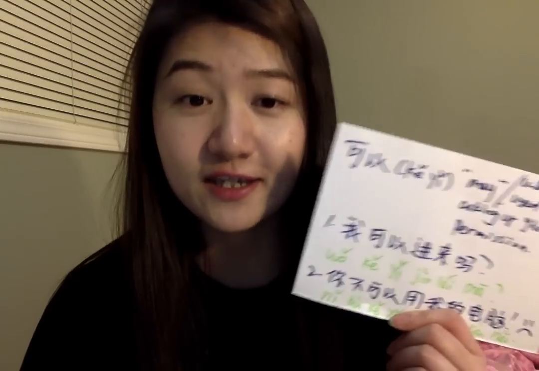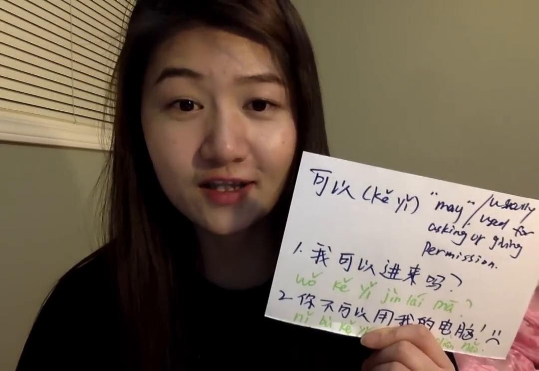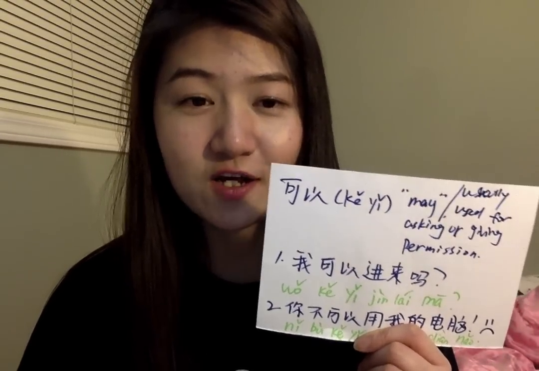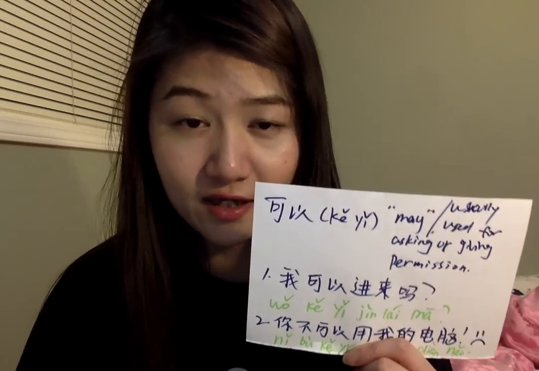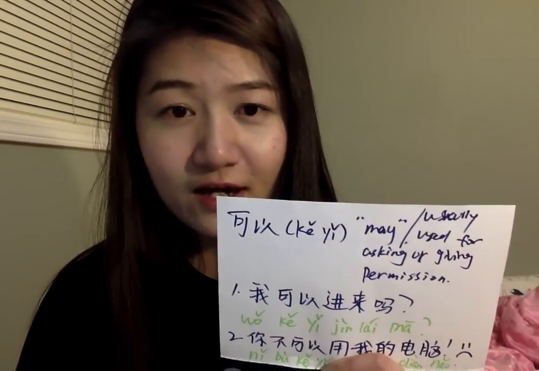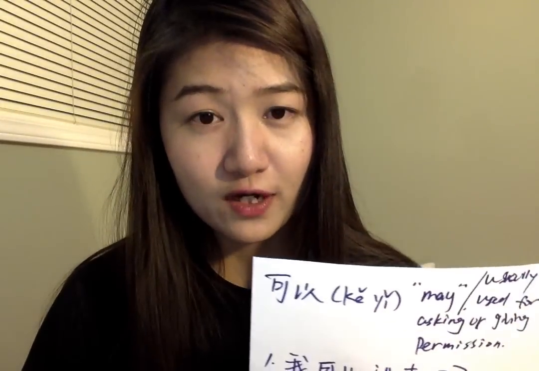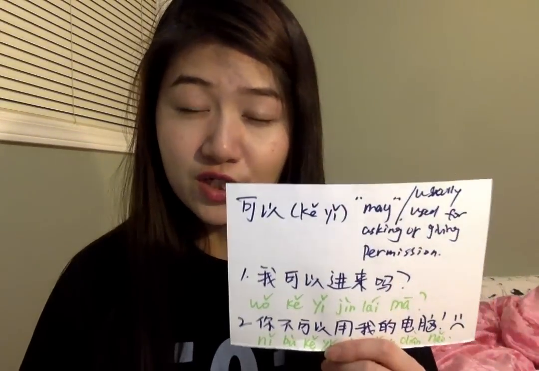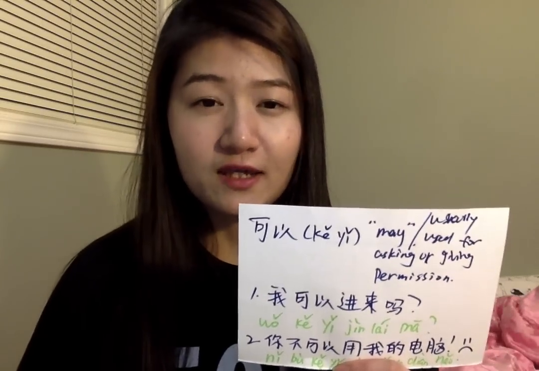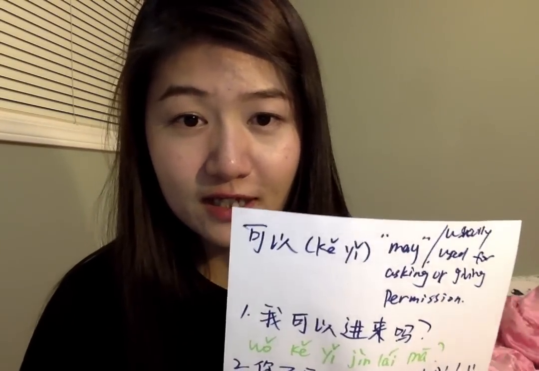Okay, 第三个 is 可以. 可以, let's read 可以. 可以, perfect. So 可以 means may or can. It's usually used for asking or giving permission, or like may do something. Let's take a look at the example here.